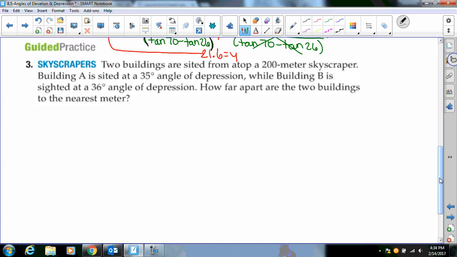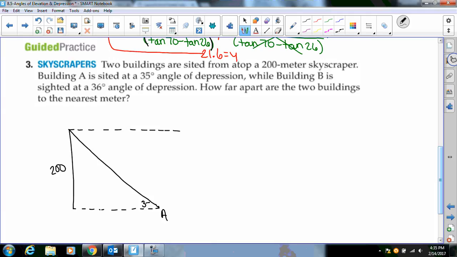It says 2 buildings are sited from atop a 200-meter skyscraper. So here's my skyscraper of 200 meters. Building A is sited at a 35-degree angle of depression. So before I even draw my angle of depression, I'm going to draw this horizontal line. So building A is sited, we'll say there. Call that building A. That's 35 degrees. So that means the angle of elevation would be 35 degrees.